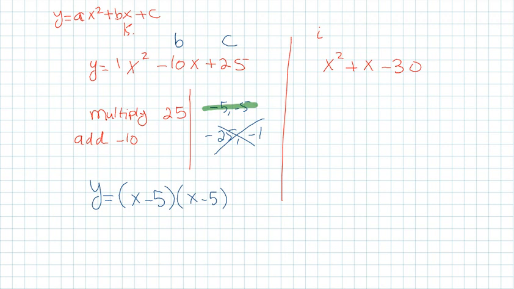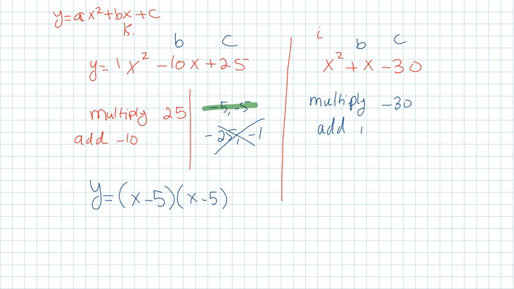Okay? Alright, so what am I looking for? Two numbers that multiply to what and add to what? Multiply to negative 30 and add to 1. Okay? What's the sign of B? Positive. What's the sign of C? Negative. So if I look here, B is positive and C is negative. That means my large number has to be positive and my small number is going to be negative.